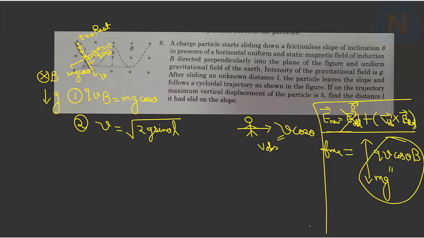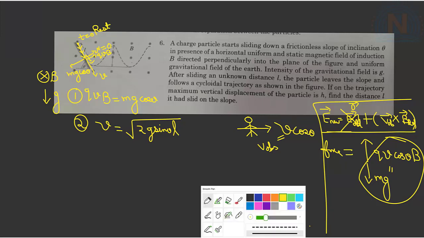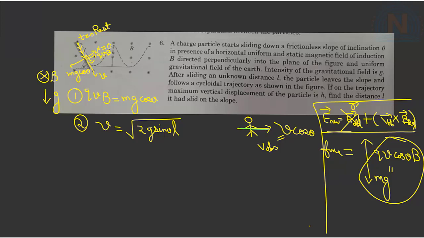So only one field remains, which is the original B. E old is 0, this new will come. If this cancels mg everywhere, then mg is not there. And from his frame of reference, who is running with V cos theta, this guy has only one velocity, which is downward V sin theta. And the V sin theta velocity is thrown in the cross direction in B, so it will start moving on a circular path.